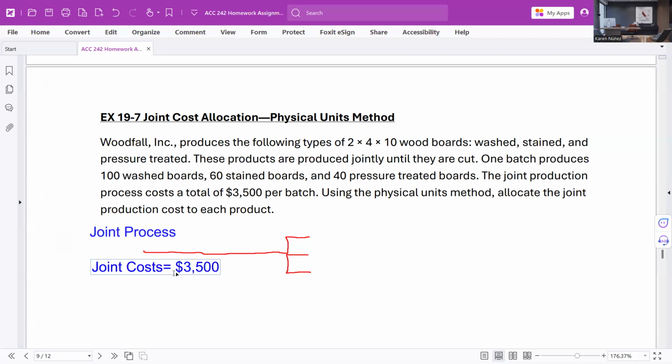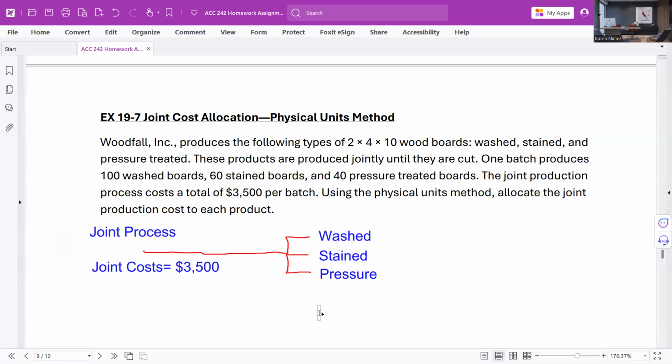$3,500 per batch. And we end up with three products. We have washed boards, stain boards, and pressure boards. Those are the three products.